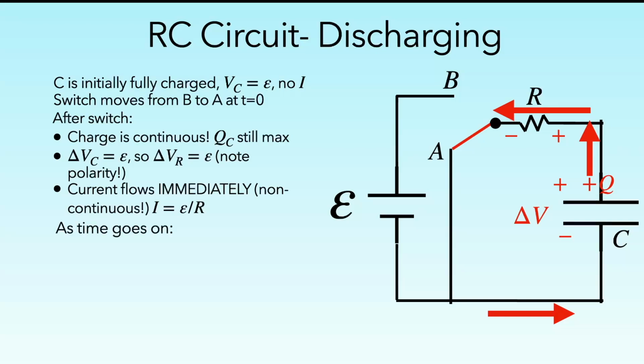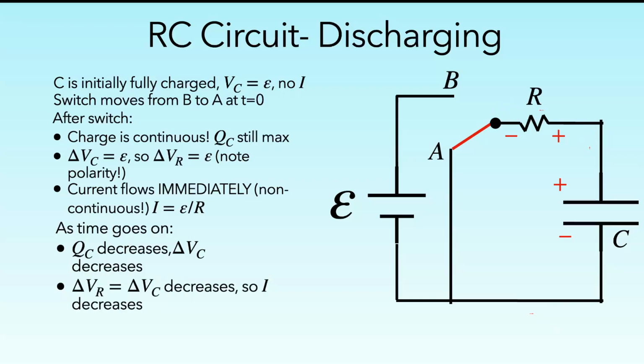As time goes on, the charge across the capacitor decreases, so the voltage across the capacitor decreases, and since there's only the capacitor and the resistor here, the voltage across the resistor decreases, so the current decreases. And then eventually there's no charge on that capacitor. So in the steady state, the charge and the voltage at the capacitor are both 0.